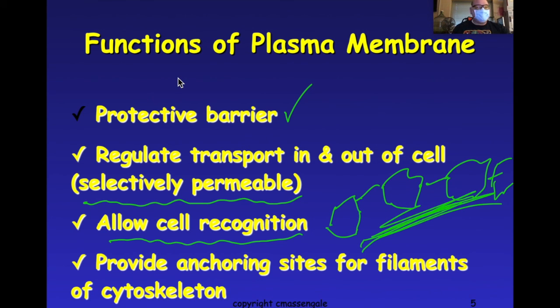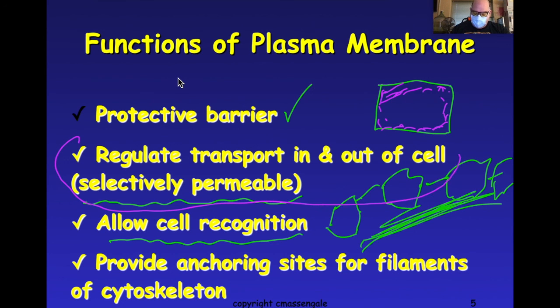All right, some other things. Some cells want to keep a very specific shape, and there are parts of the cytoskeleton that will anchor to that membrane on the inside and keep that cell shape in a steady state. So we got a lot of things that your cell membrane does, but the main one is, I would say, this one here. This is the one we're going to worry about the most. What goes in and what goes out.